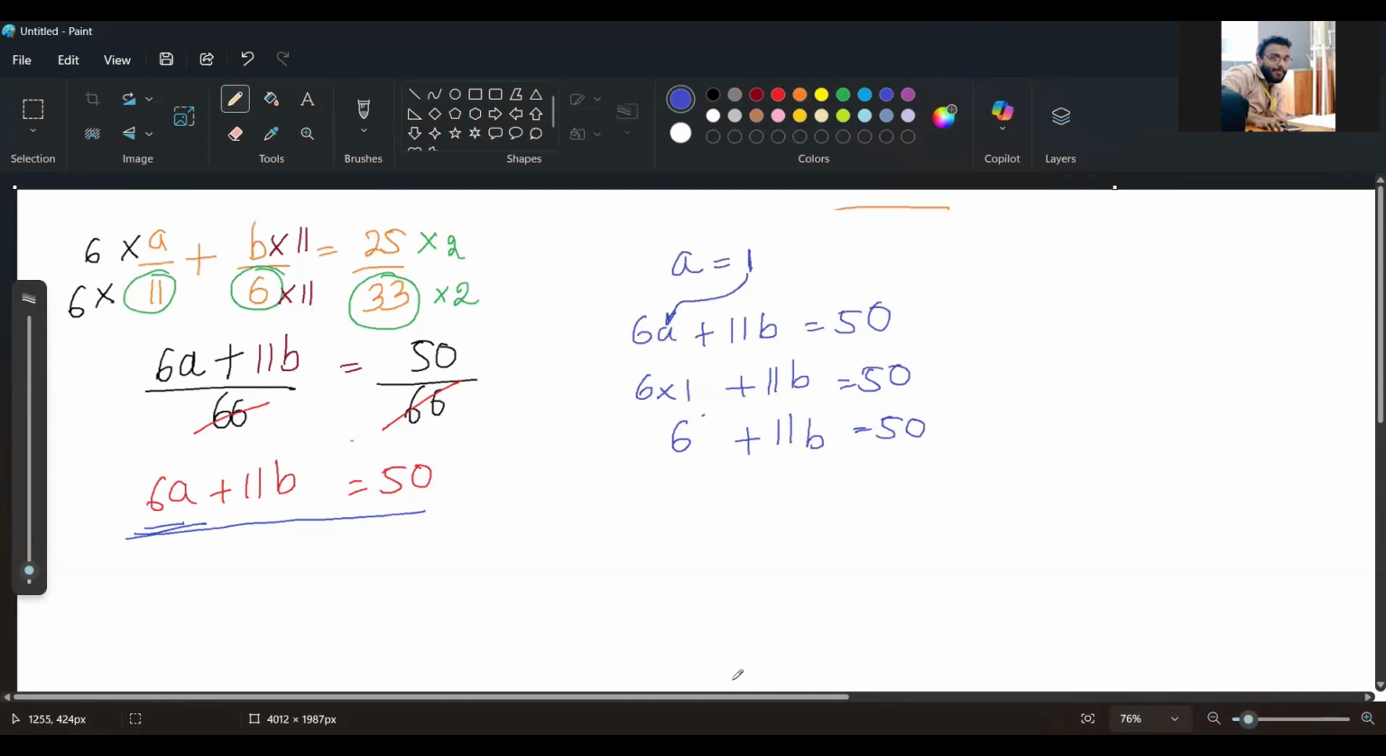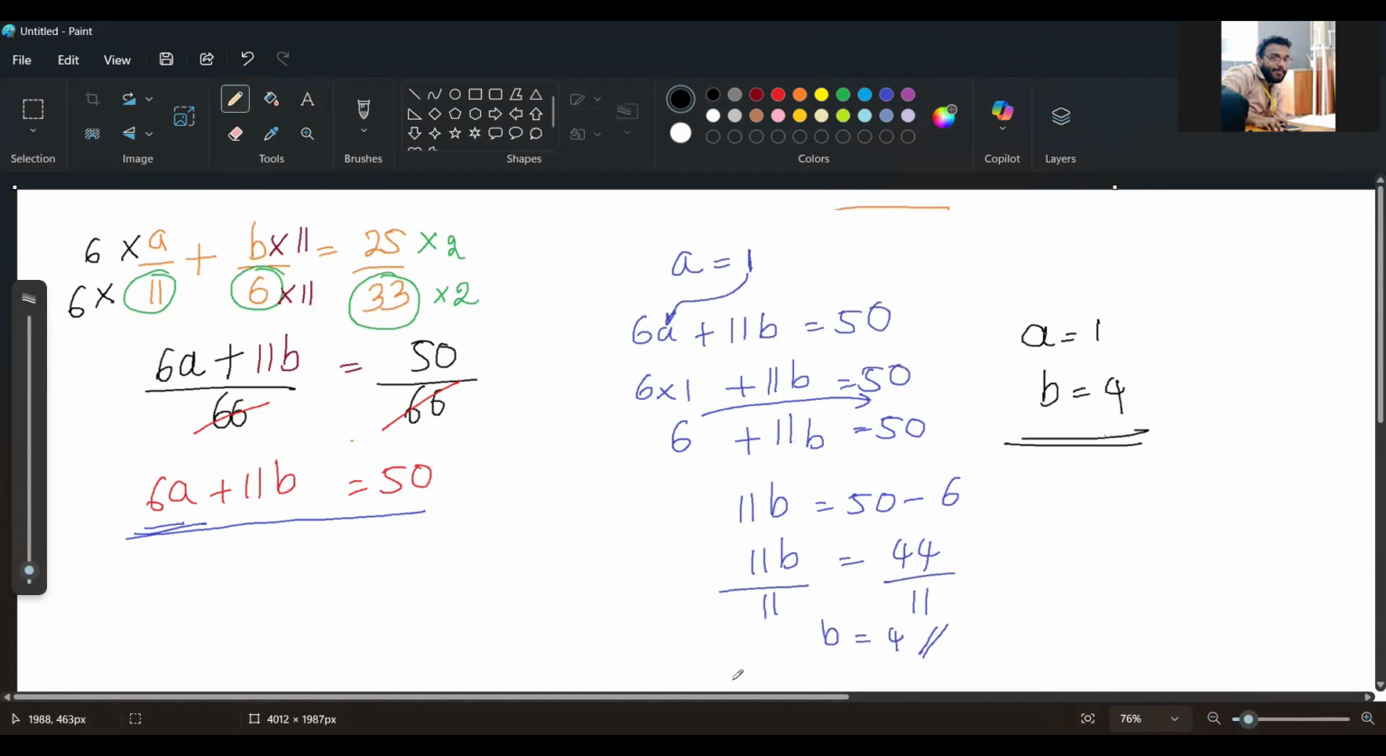The 6 goes to the other side and becomes minus 6. So 11b equals 50 minus 6, which is 44. Now you can divide both sides by 11. B equals 4. Clear? So the answer is a equals 1 and b equals 4. You have to do it like that. Is it clear? Yes, sir. Okay, good.